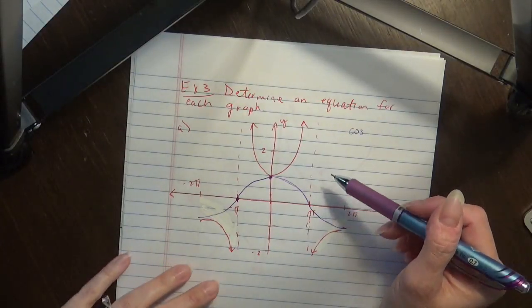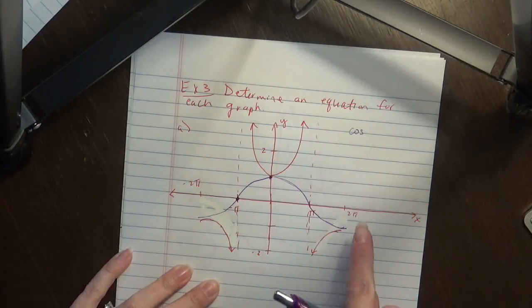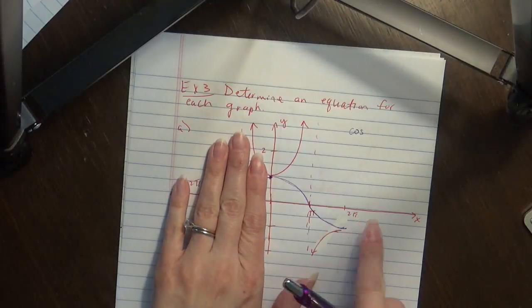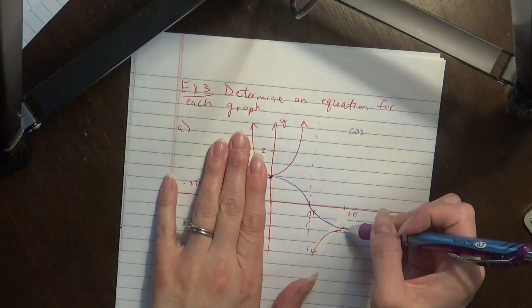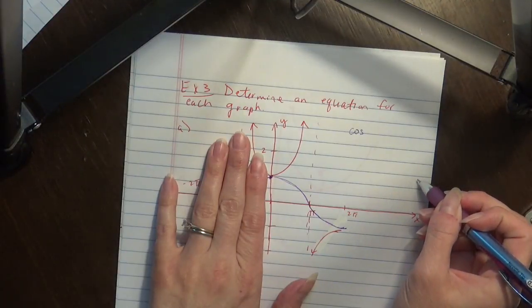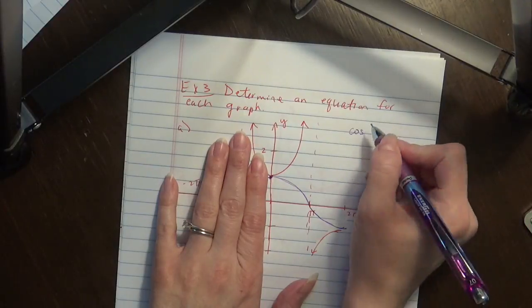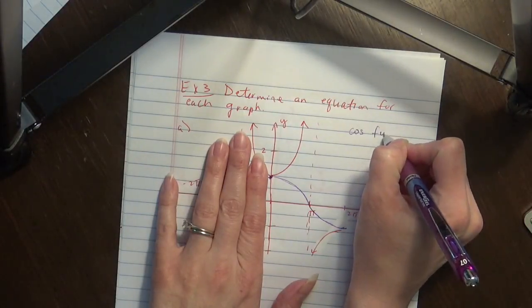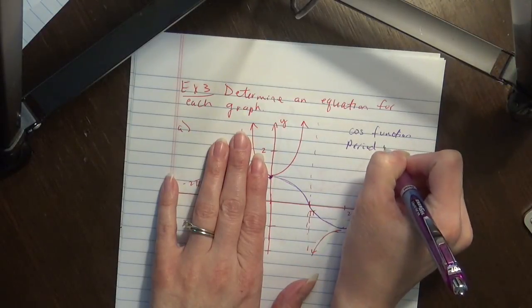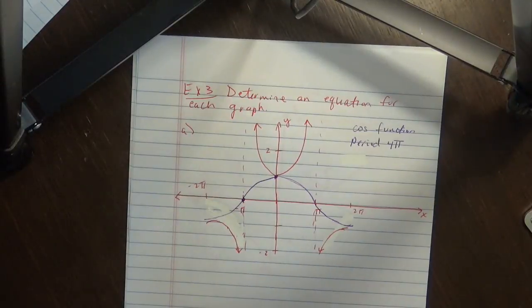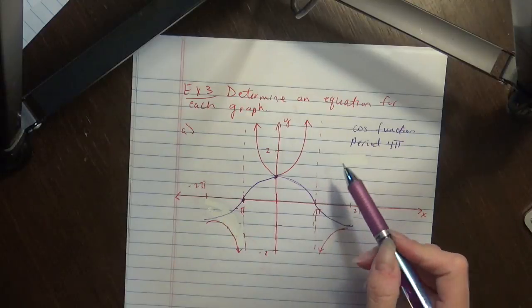However, what about the period for this? You notice it goes up to 2 pi here, but starting back here, this is only half of a period, because it would need to go up again to complete it. So that's telling me that my period is actually 4 pi. So we got the cosine function, and we have period 4 pi. So our period we've determined is 4 pi.